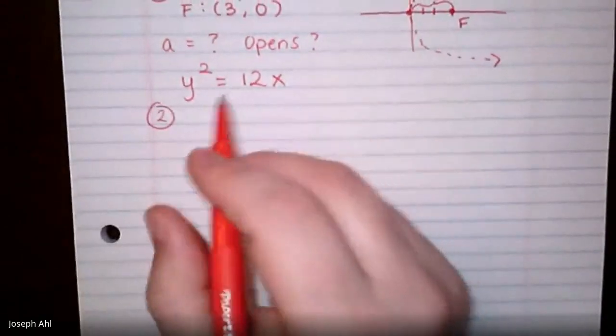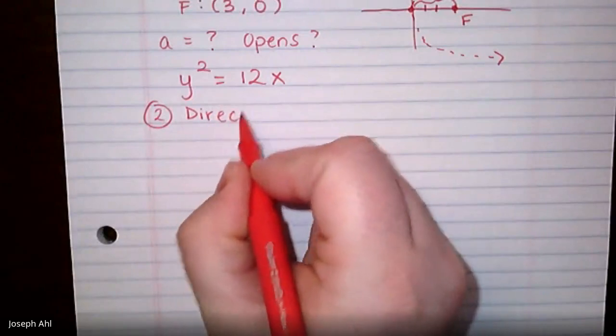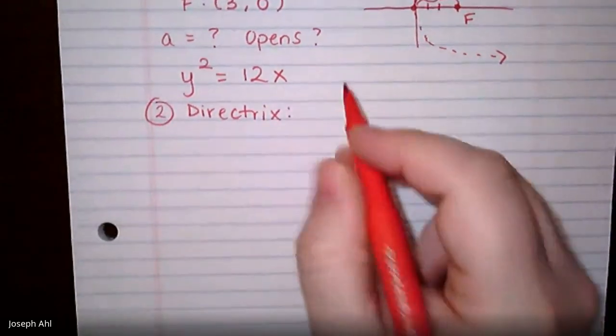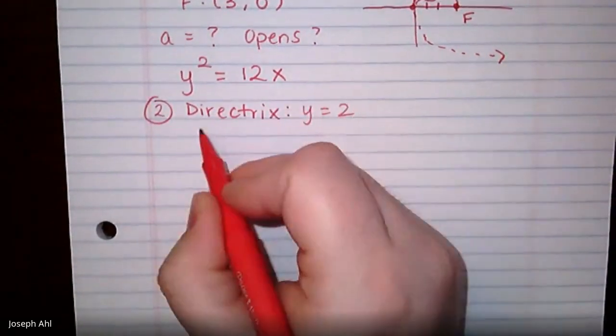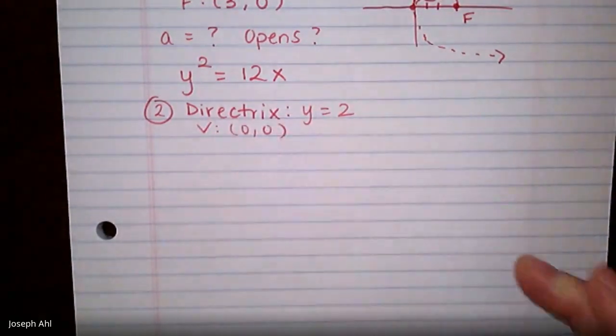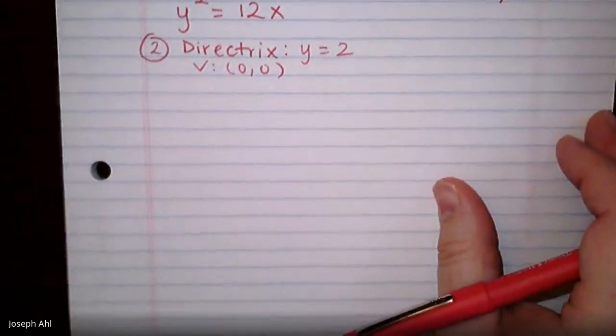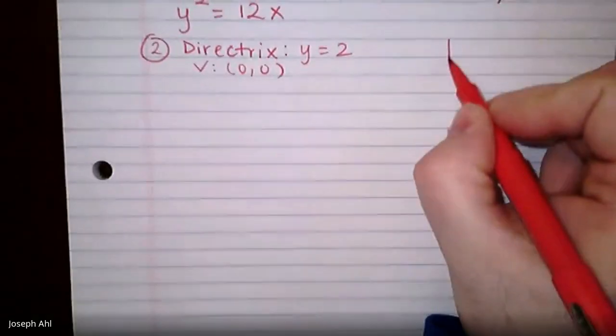If the given information was that we had a directrix at y equals 2, and again, we'll keep the vertex at the origin, how would we write the equation in this scenario? So graph the line y equals 2.